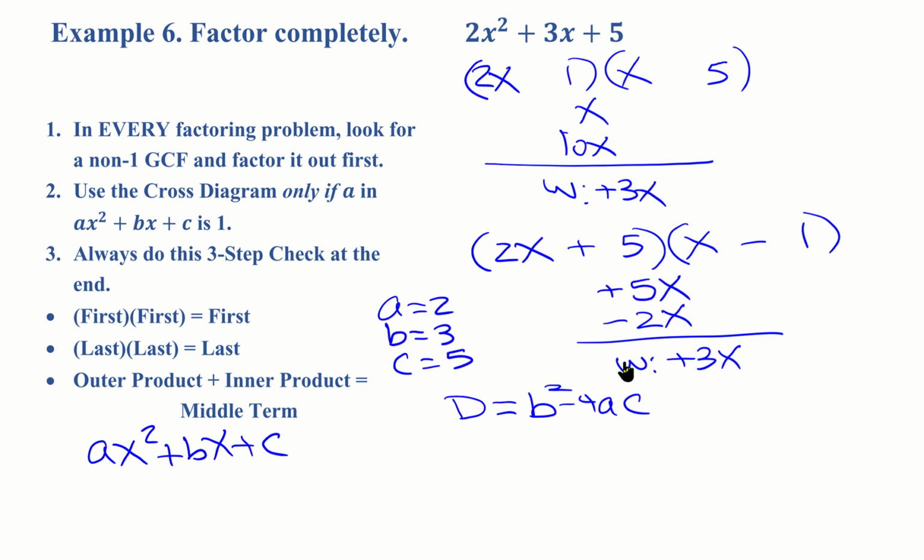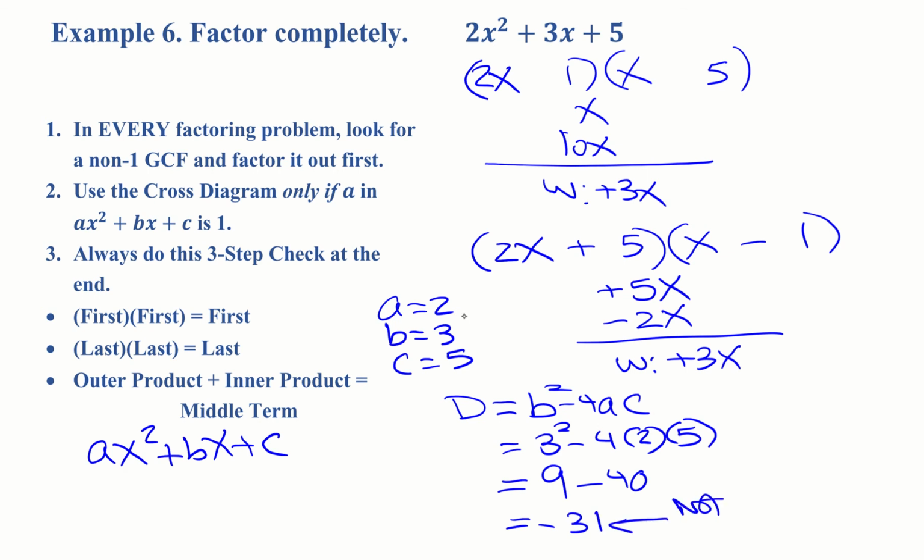So when we substitute 3 for b, we get 3 squared minus 4 times a, which is 2, times c, which is 5. So we get 9 minus 4 times 5, which is 40. Now, we don't really even need to evaluate that because all we need to know is that it's negative, but it's easy to do, so we'll do it.